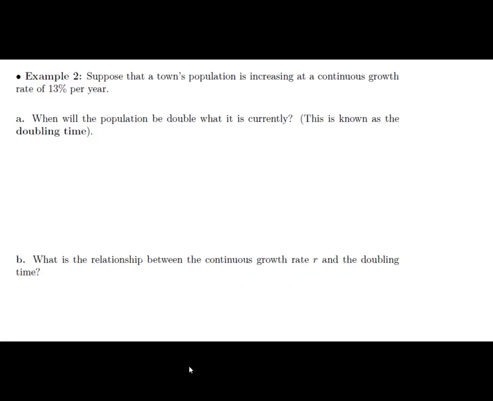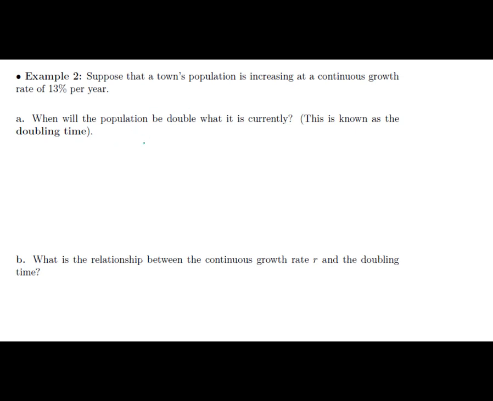All right, so let's take a look at another example here. It says that a town's population is increasing at a continuous growth rate of 13%. When will the population be double what it is currently? In other words, what is the doubling time of this population? So this time it's kind of backwards of the last example. In the last example, we figured out our continuous growth rate at the end. Now they're giving it to us right at the outset.